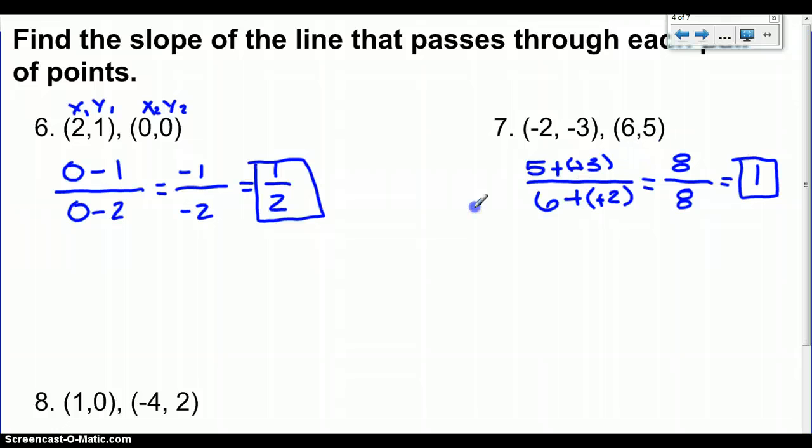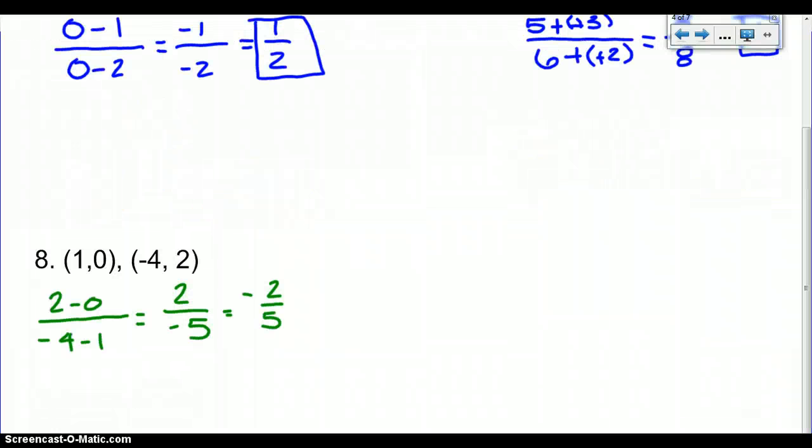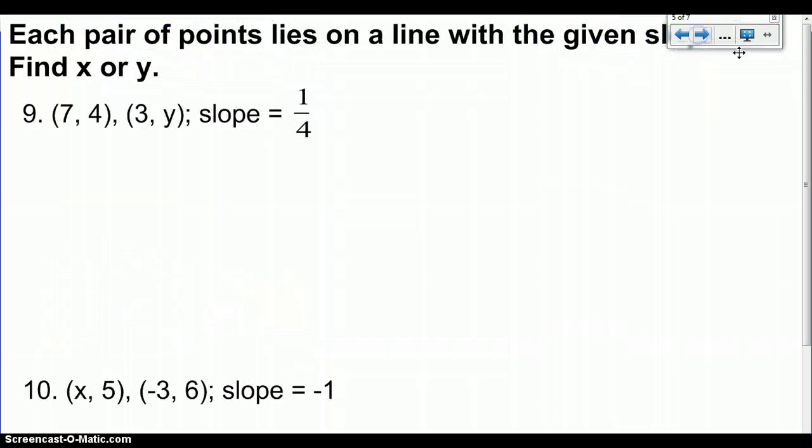Okay, I want you guys to pause it right now, do number 8 on your own, and then we'll come back and make sure we have the same answer. Okay, I'm back. You can see what I did. I just plugged in my numbers, and I got 2 over negative 5. So you guys can leave it like that. Doesn't matter where the negative is, but most of you guys see it on the top or out front. So I just showed you that it's a negative 2/5 as our slope. Hopefully you guys understood those. We're going to move on.